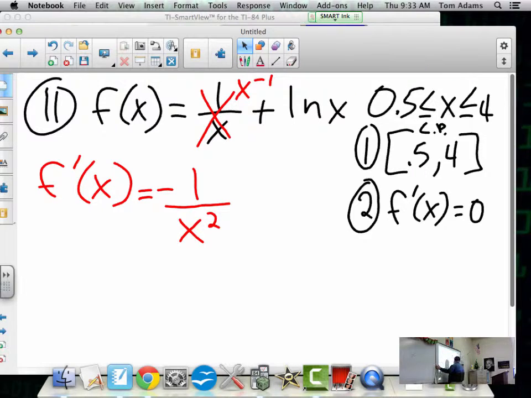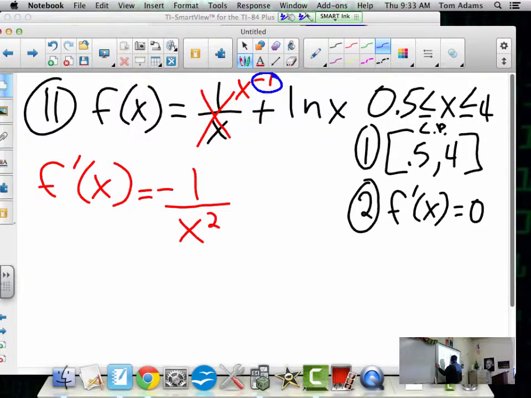Okay, so I'll write it down. This negative 1 gets tossed to the front. That's how I get the negative 1. And then we subtract 1 from negative 1. So what's negative 1 minus 1? Negative 2. What's x to the negative 2? That's it. Okay. Does that make sense?